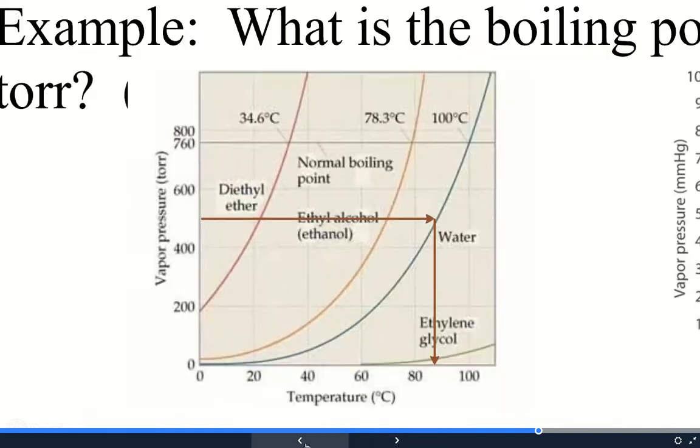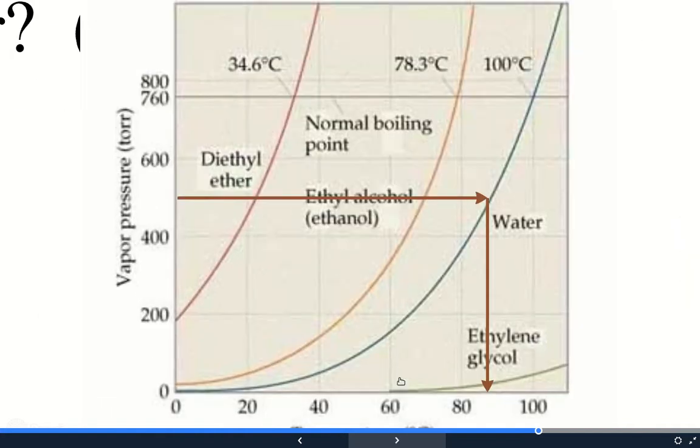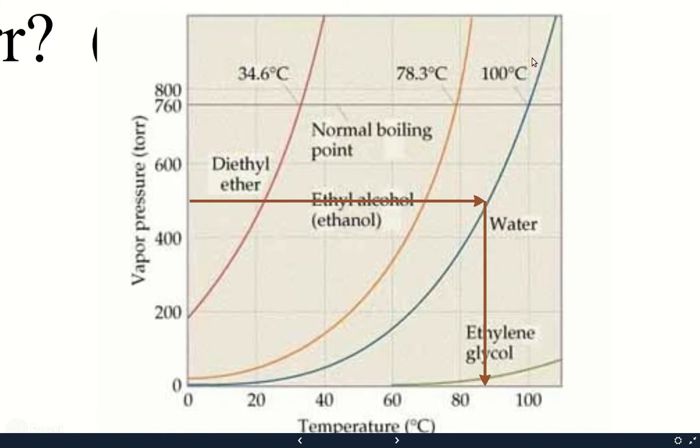So I forgot what the question was here. What is the boiling point of water that is subjected to an atmospheric pressure of 500 torr? So we're going to look at the picture. What we do is we look at these three things. Water is this line right here. And then this one is ethyl alcohol, and this one is diethyl ether. There's the temperature in degrees Celsius across the bottom, and the vapor pressure in torr. Torr is just a unit that we use to measure pressure.